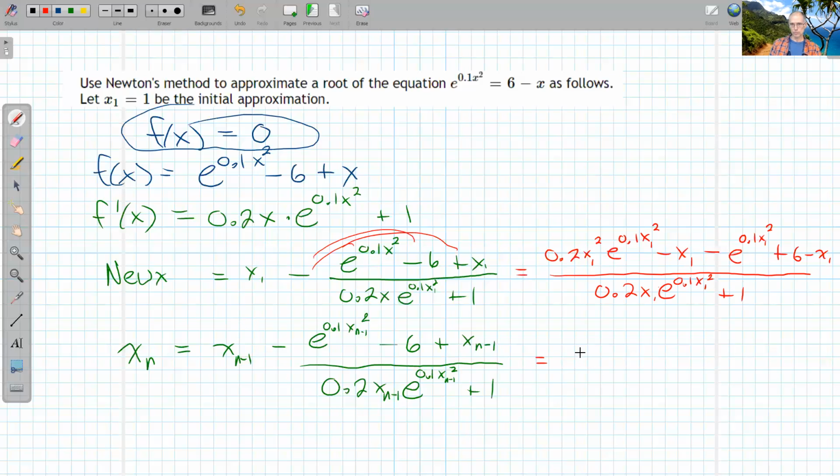And the only thing I can combine in the top are the x1s there. So 0.2 x1 squared e to the 0.1 x1 squared minus 2 x1s. We still have that e to the 0.1 x1 squared hanging out and the plus 6. So it doesn't really clean up very much. I don't know if this red uses much less ink. I think it actually might use slightly more. I'd have to weigh them, do that later.